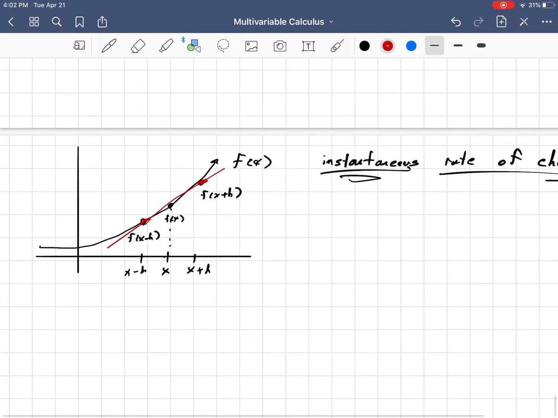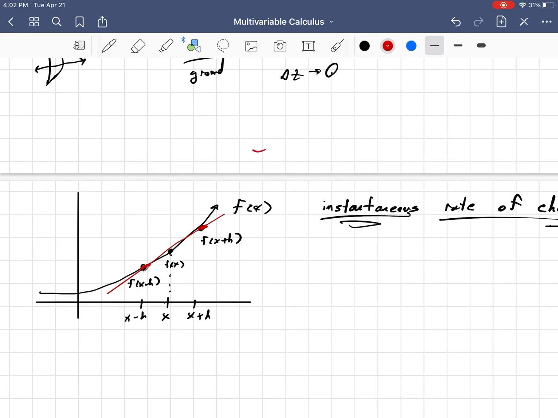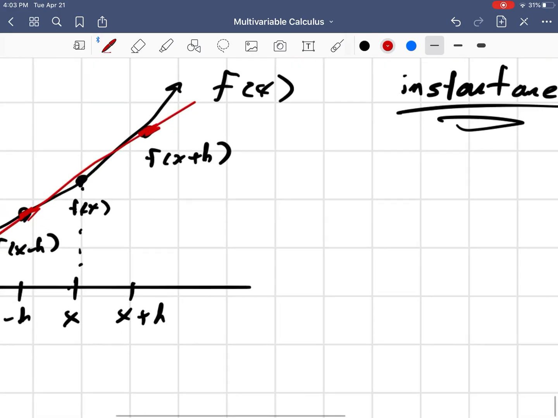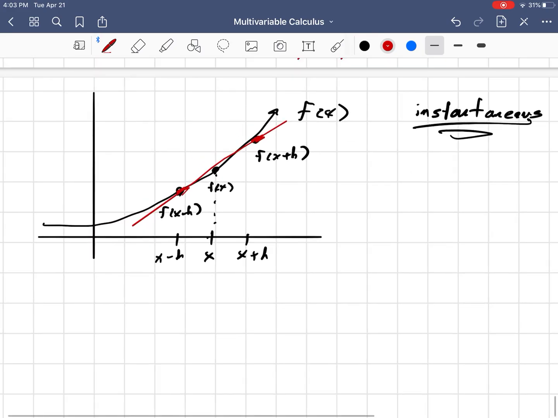a secant line going through those 2 points. So in other words, it would intersect just those 2 points, just here and just here. That's what a secant line is. A secant line intersects only 2 points, whereas a tangent line intersects only 1.